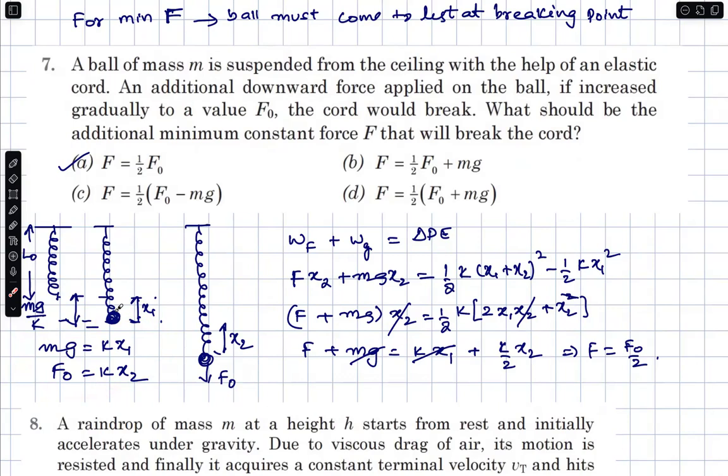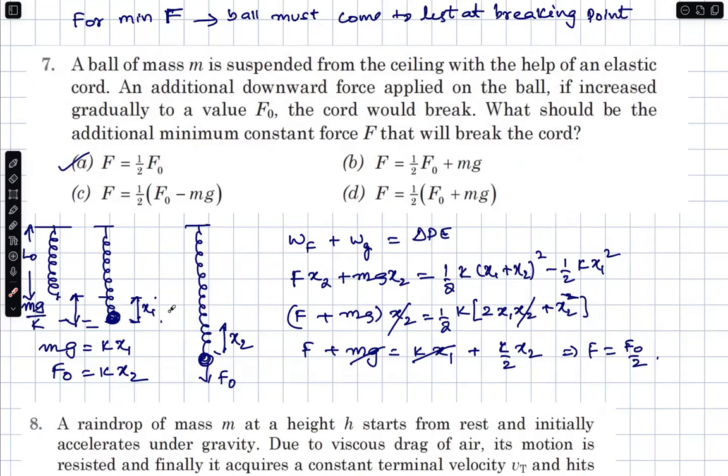F0, what I introduced, is that okay? If your cord is extended till x2, already by default it has an extension of x1. If the further elongation is x2, then it will snap. That tension this cord cannot bear. Now what is going to happen?